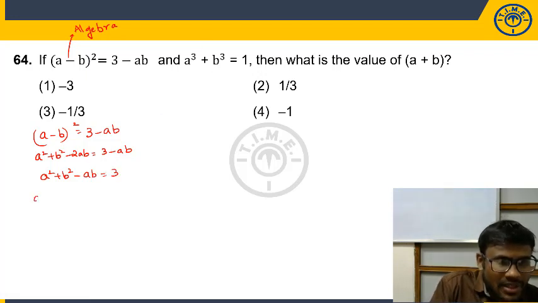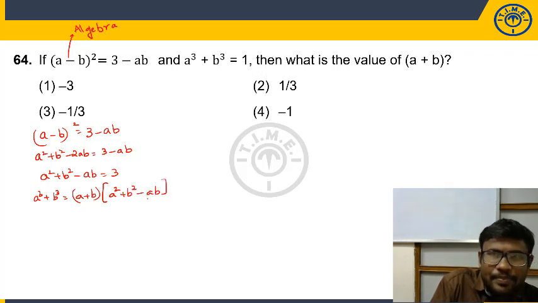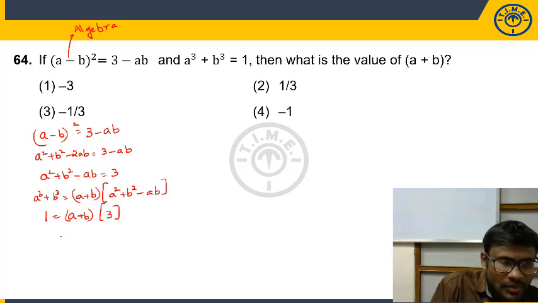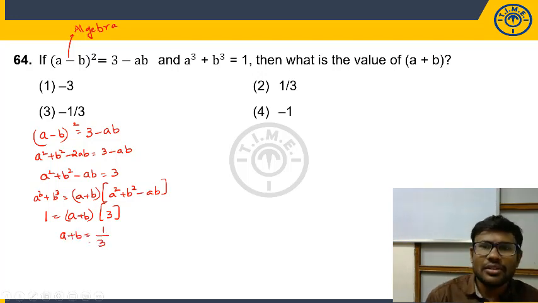And we are given a cube plus b cube. What is a cube plus b cube? It is (a plus b) into (a square plus b square minus ab). So a cube plus b cube is given as 1, a plus b we have to calculate, and a square plus b square minus ab was given as 3. So the value of a plus b is 1 by 3. Option number 2 is the answer. Is that clear? Okay, let us get into the next question.